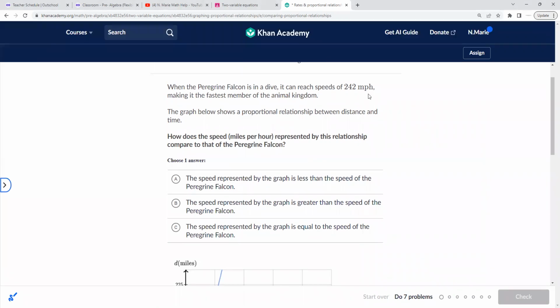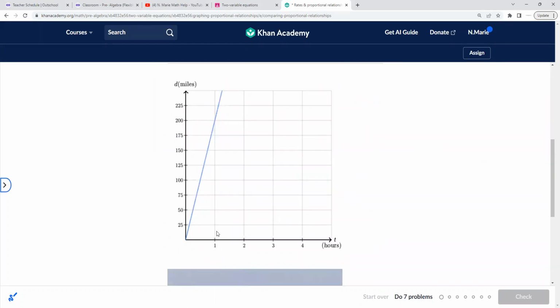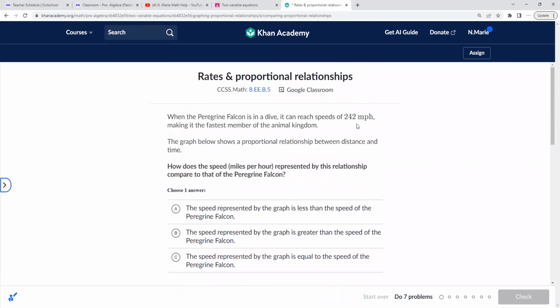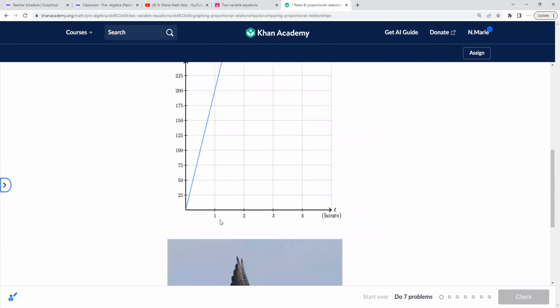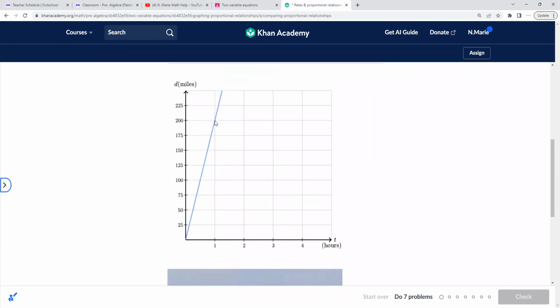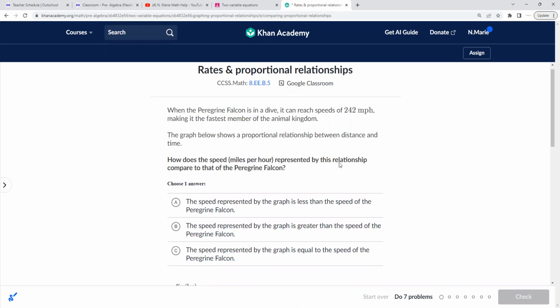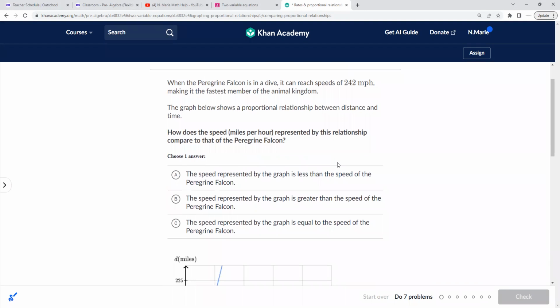So this is the proportional relationship. Every hour, it's 242. So you can see every hour is 242 miles. It's kind of graphed weird. Okay, so how does the speed in miles per hour represented by this relationship compare to that of the falcon? Wait, so the graph below shows a proportional relationship between distance and time.